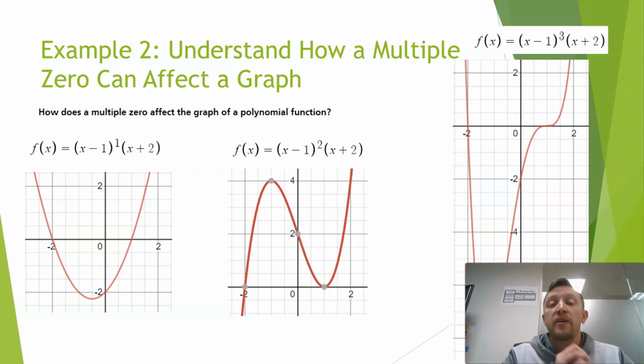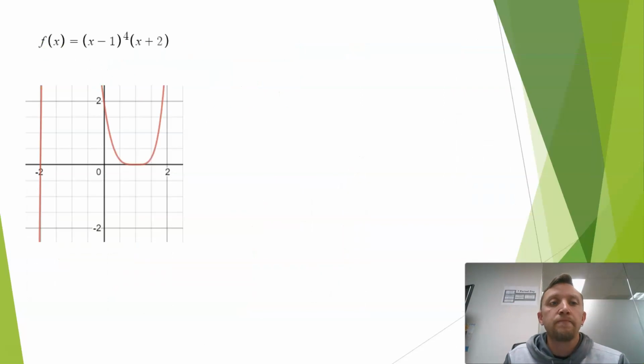But for this one, x minus 1 has an odd number of zeros. So we have x minus 1, x minus 1, x minus 1. We'd have three of them. And that x minus 1, it goes through that point. It looks weird, but it goes through that point. And at x plus 2, we would have another 0 at x equals negative 2. So we'd have a 0 at negative 2, a 0 at a positive 1, and it would go through that point. So let's summarize what we're seeing here.